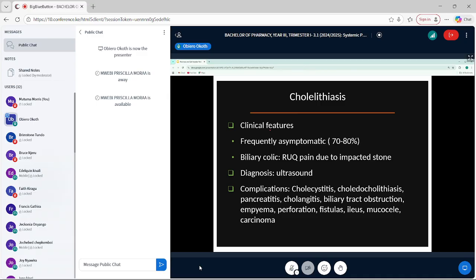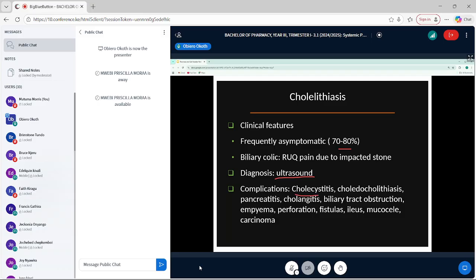Okay. How do they normally present? Most of the time they are asymptomatic. 70 to 80% are asymptomatic, but they can also present with biliary colic, like right upper quadrant pain, when you have an impacted stone. And the best form of diagnosing this is normally through ultrasound.